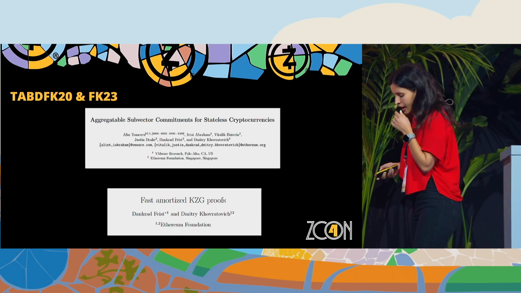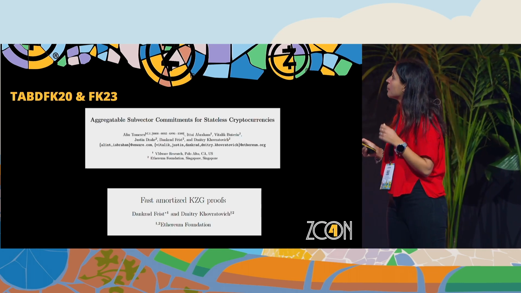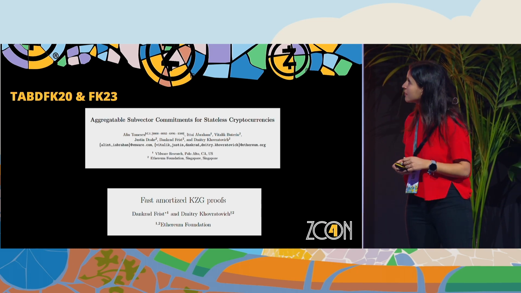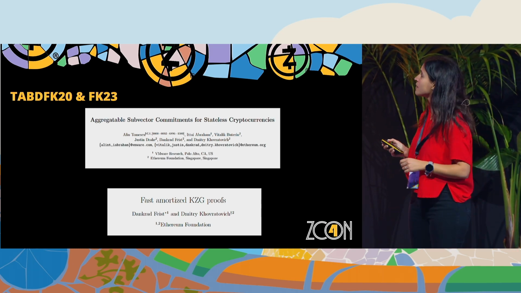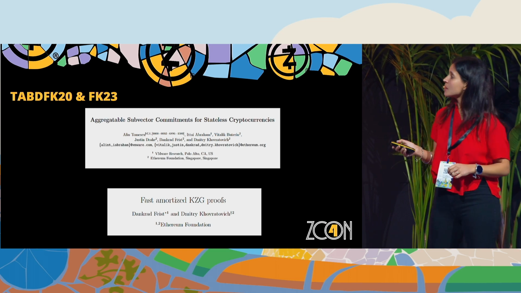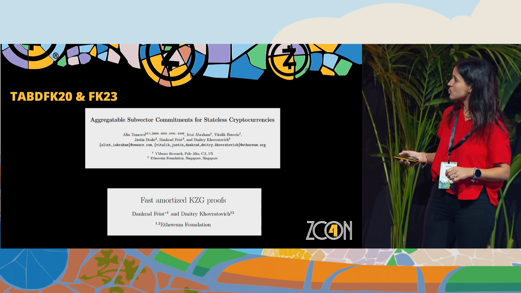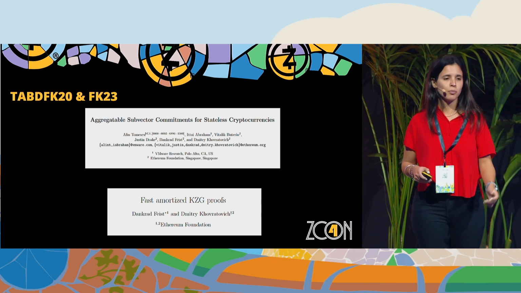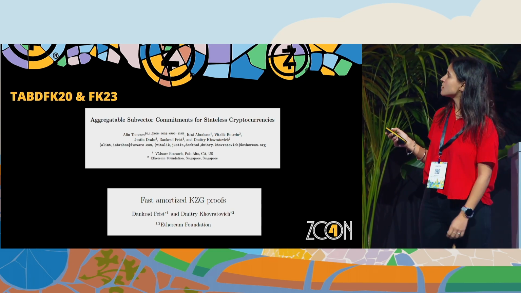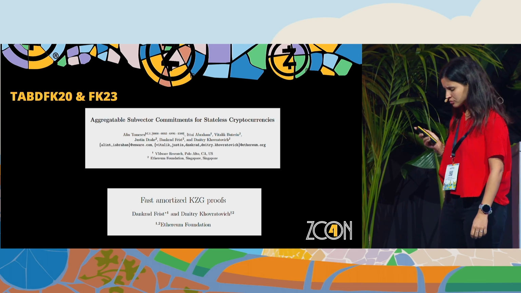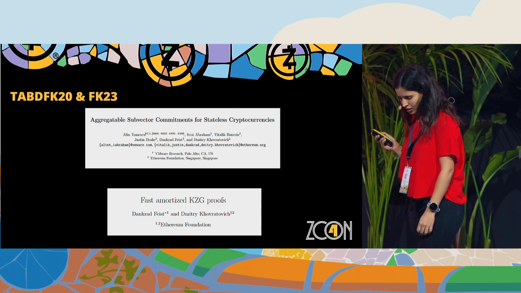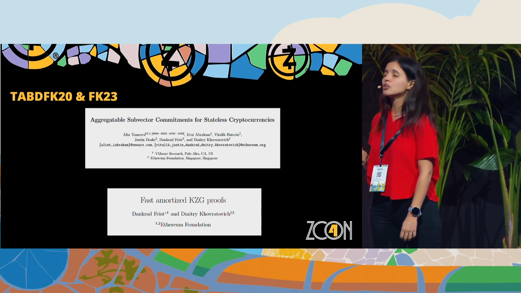And then in 2020 appears this work, aggregatable subvector commitments for stateless cryptocurrencies, that heavily used some techniques by Feist and Khovratovich. This work was just published this year, but there was a blog post before. That is the one this work relies on. And this is not for lookups. This is not a lookup work.